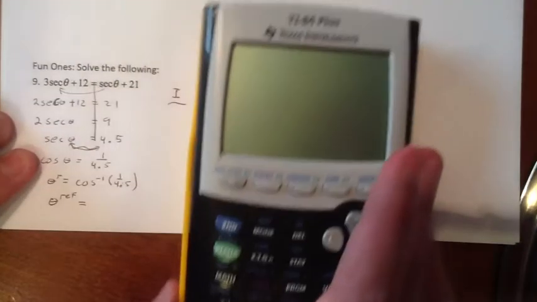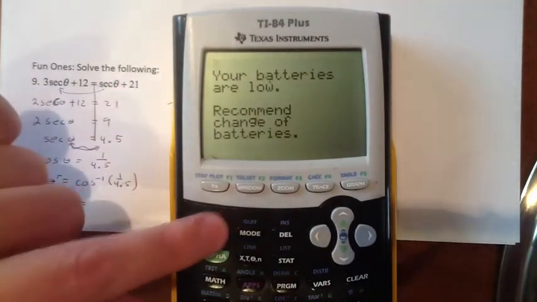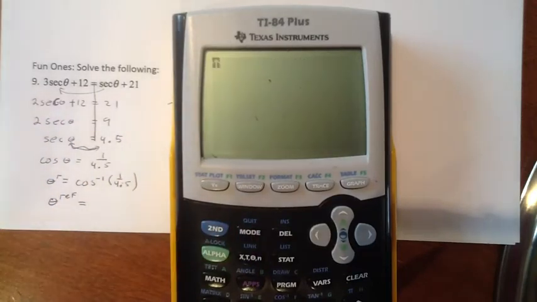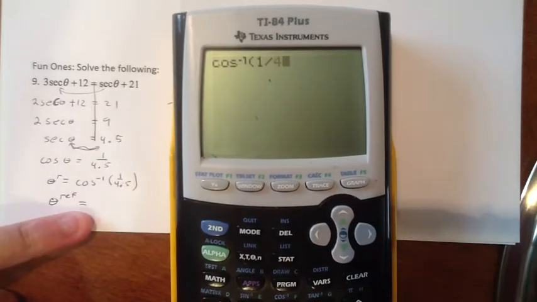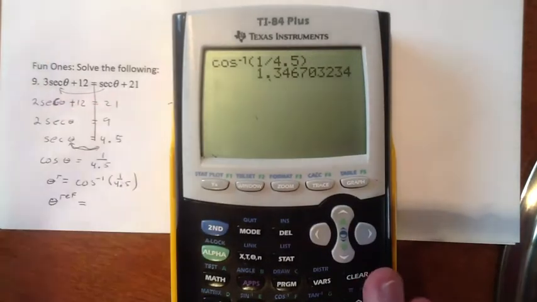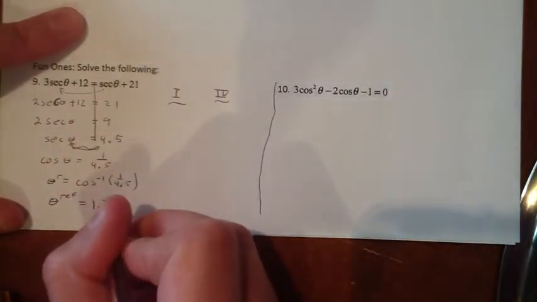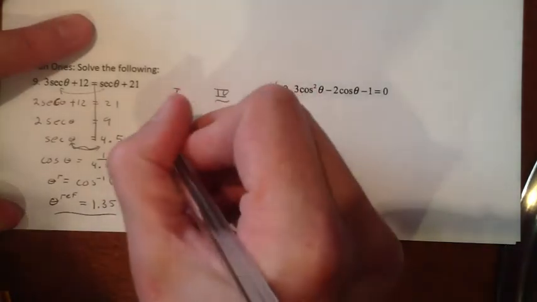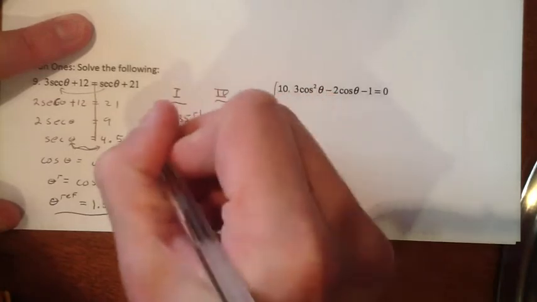But if I type that in, remember, make sure you're in the right mode. I think this time we are in radian mode, so we're okay. It doesn't say, but we should be in radian mode because it's the last section. Second cosine 1 divided by 4.5. I hit enter, it gives me 1.35. So there's my reference angle. Remember that it's already in quadrant 1. So that gives me my quadrant 1 angle, 1.35 radians.